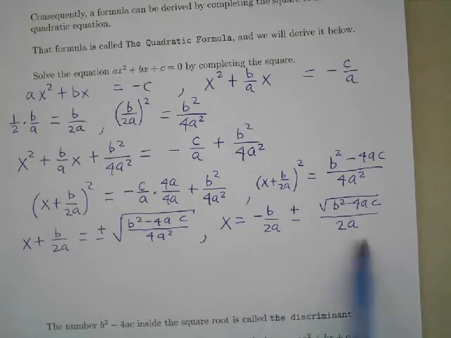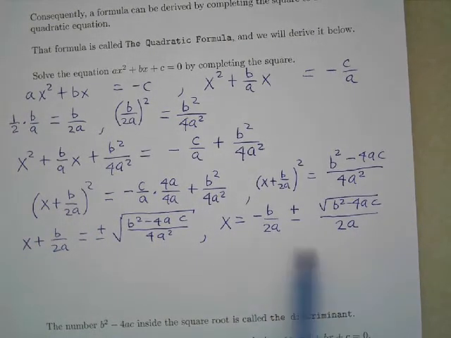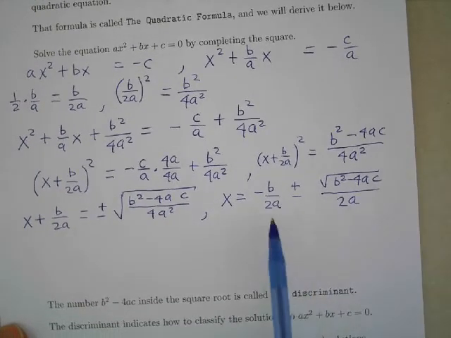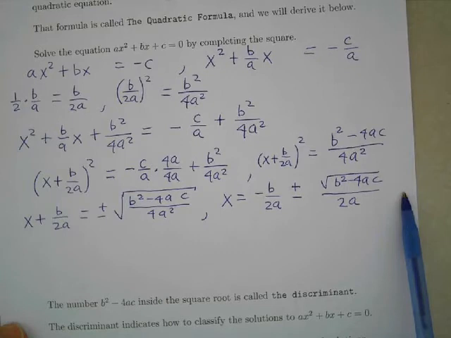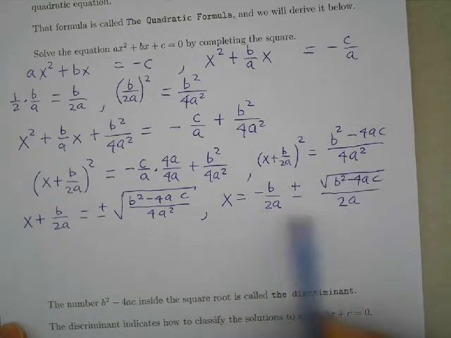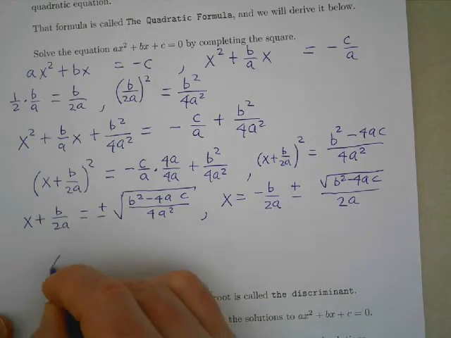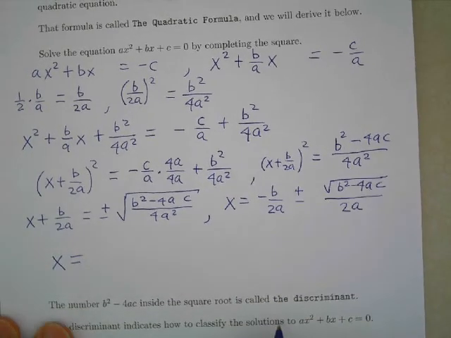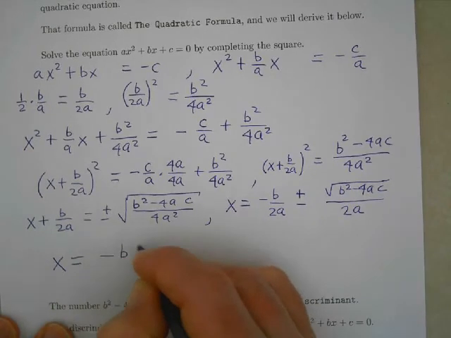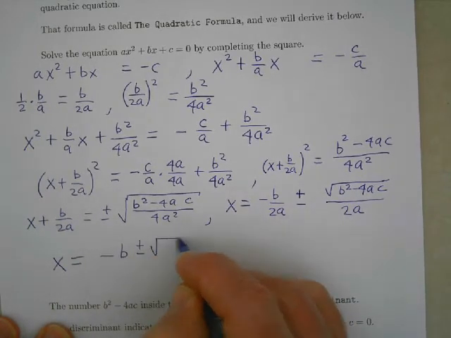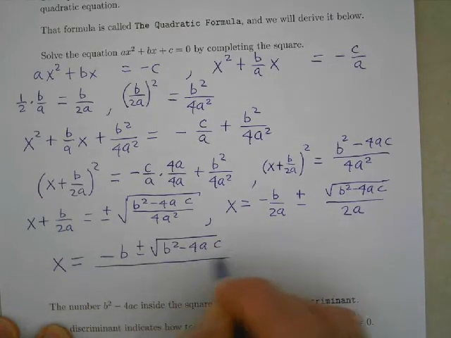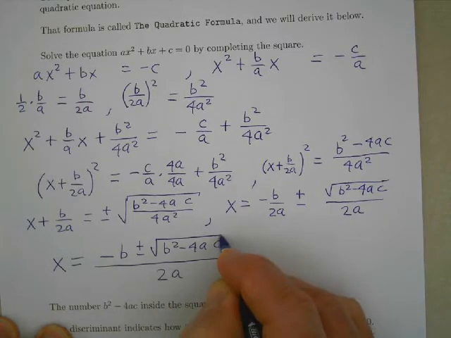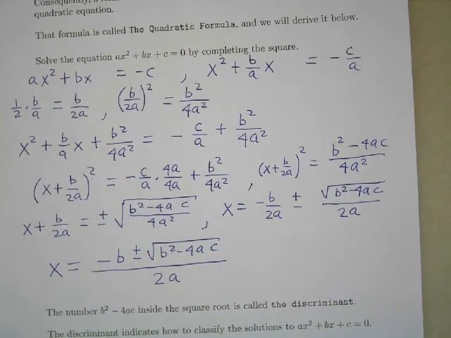Okay, so we've essentially derived the quadratic formula, but there's another, perhaps more common, way to write it. Instead of writing it as negative b over 2a plus and minus the square root of b squared minus 4ac over 2a, since we have a common denominator, we often see the quadratic formula written this way. x equals negative b plus and minus the square root of b squared minus 4ac, all divided by 2 times a. This is called the quadratic formula.